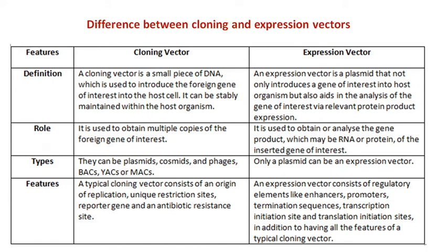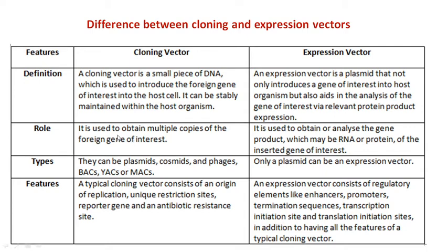So if you see the definition of cloning vector, a cloning vector is a small piece of DNA which is used to introduce foreign gene of interest. So it is only used to introduce the gene of interest in the host. However, an expression vector is a plasmid that not only introduces the gene of interest into the host organism but also produces the relevant protein or other products in the host system.